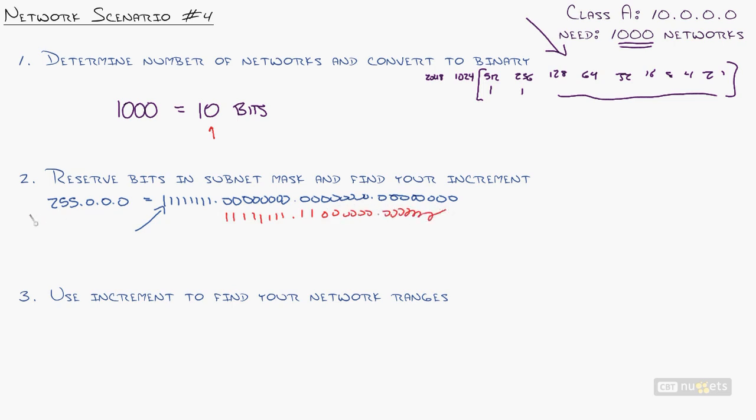So our new subnet mask goes to 255.255. And what's this one? 128 plus 64, 192.0, or CIDR notation /18, right? So we got 16 ones plus 2 more. Our increment, let's flip over to the purple color, lowest network bit back in decimal, so 64 is our increment, right? Good. So use our increment to find our network ranges.